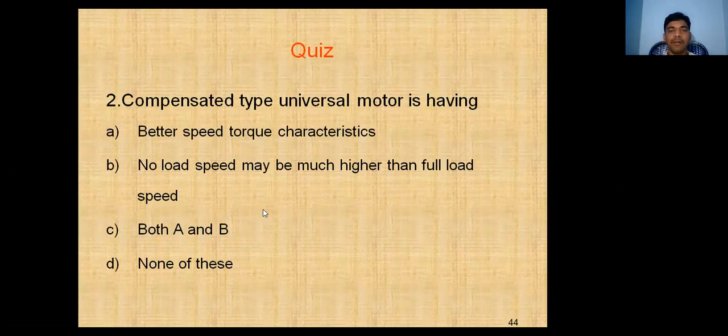Compensated type universal motor has better speed characteristics, and no load speed may be much higher than full load speed. So the answer is both A and B.